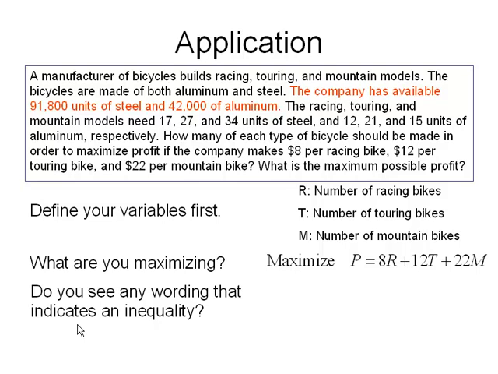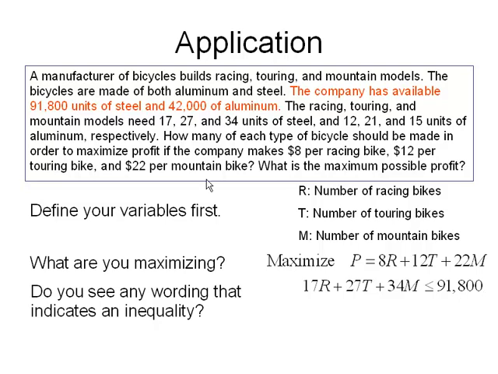And now, do you see any wording that indicates an inequality? So if I look up in the problem statement, it says the company has available 91,800 units of steel and 42,000 units of aluminum. That's basically telling me I can use any amounts of steel and aluminum up to that level. So I know I'm going to have an inequality that's less than or equal to 91,800. This is my steel inequality.